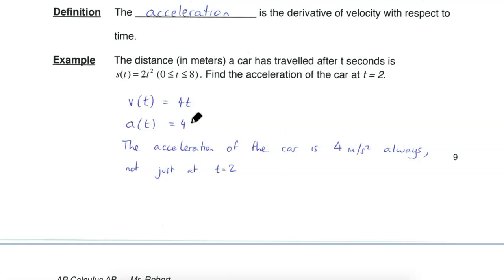And that's always true somehow in this exercise. It's maybe a little bit of a surprise. It doesn't matter if the question had asked what is the acceleration at t equals 5 or 7 or 0.2, it would also have been 4 meters per second squared. So we can say that the acceleration is constant.